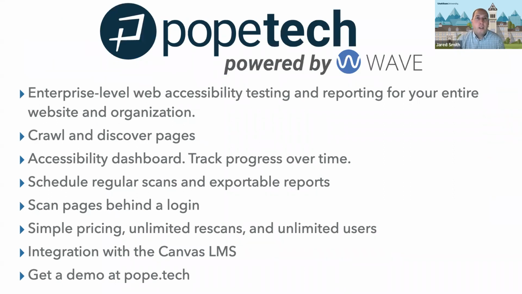Pope Tech has integrated Wave into an enterprise level web accessibility testing and reporting system. So this takes the power of Wave, but does dashboarding, crawling your entire website, tracking progress over time. So you can see charts of progress and errors and other accessibility data over time. You can schedule regular scans. You can export reports. You can scan pages behind the login via an automated process.